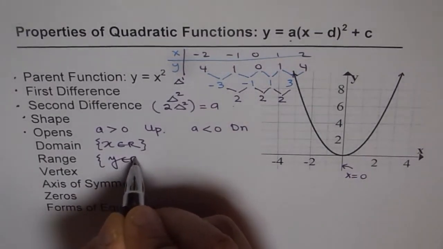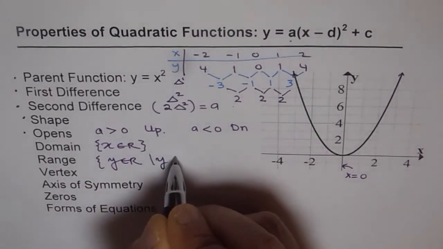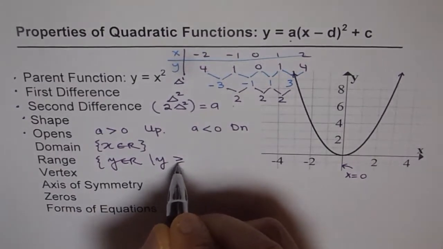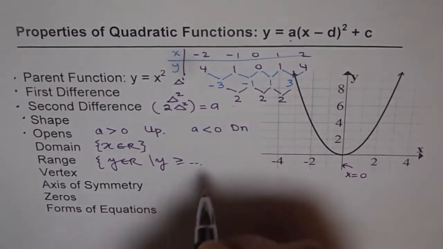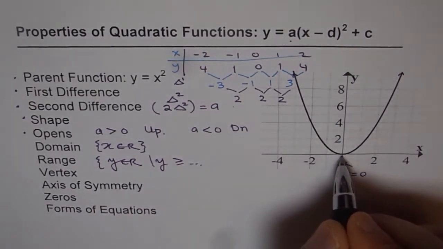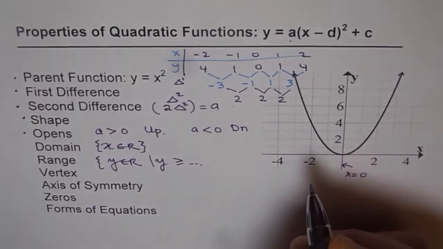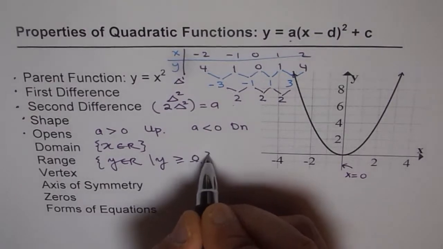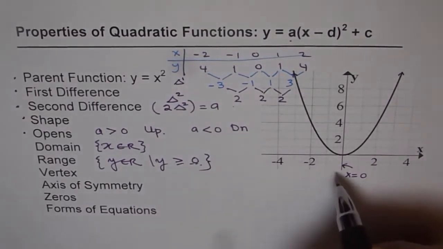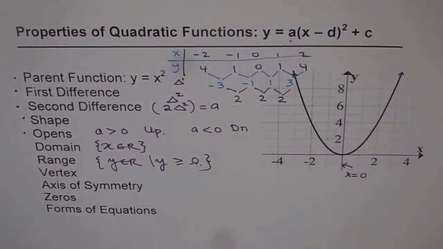Say y belongs to real numbers where y could be greater than or equal to some value in case it is a minimum like that. So for our parabola, which we are considering, x square, it is greater than or equal to 0. Do you see that? But if we transform it, this point will change. But the main thing to remember is that domain is not restricted, but range is restricted.